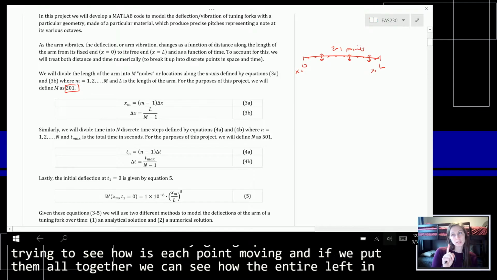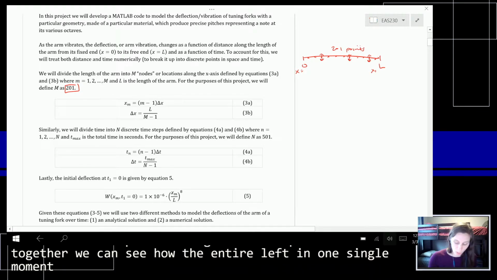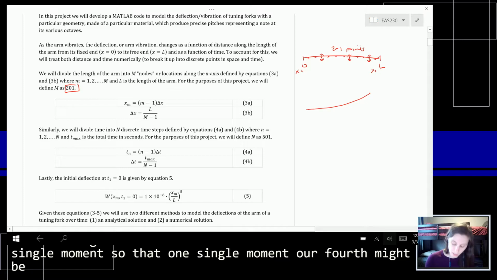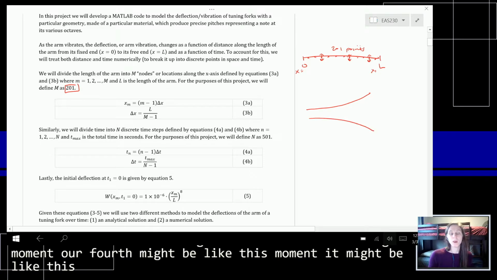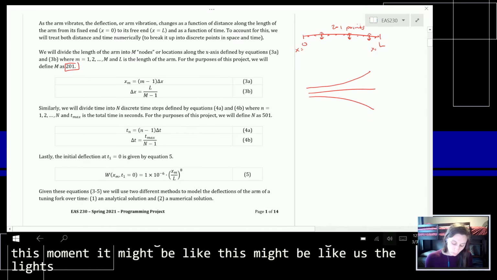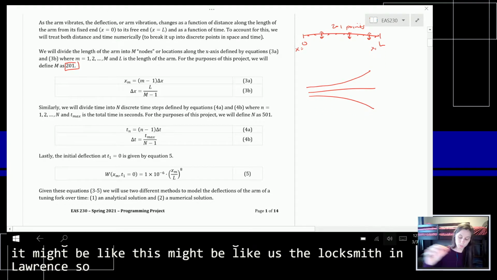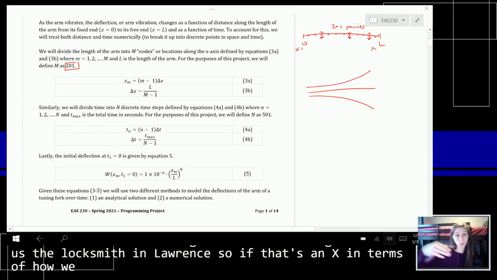So that's in one single moment. At one single moment, our fork might be like this, in another moment, it might be like this, or another moment, it might be like this. So lots of different moments. So that's x in terms of how we're identifying how our fork is moving.